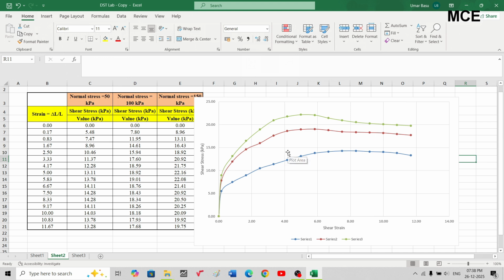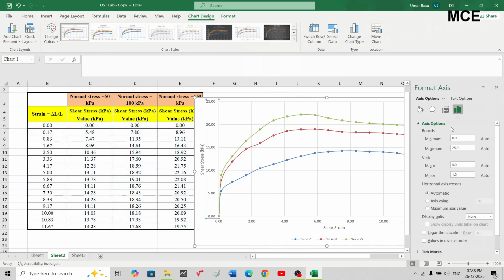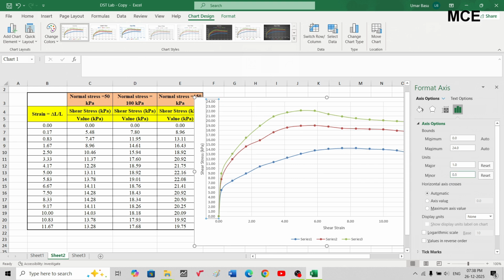For each normal stress you have to take the peak value as the shear stress. You can make some modifications, or to be less conservative, you can directly take the peak value as the shear stress for each normal stress. So let's take the more precise value. First select the vertical axis. Change the major to 1 and minor to 0.5. Okay, let's take the major as 2.